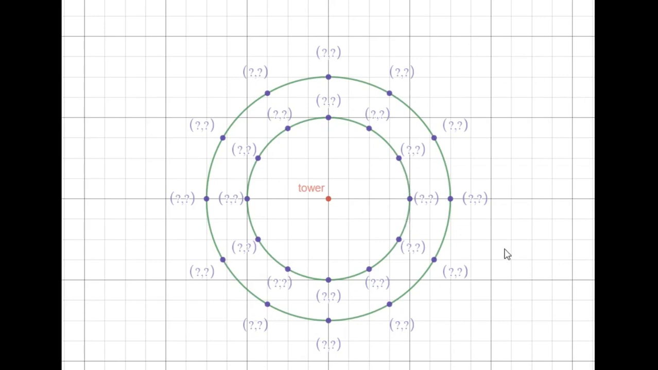So lots of different ideas on how we can measure where those stakes are, and they all have their pros and cons. So that's why we have lots of different coordinate systems, because some are useful in one way where others might be useful in a different way.